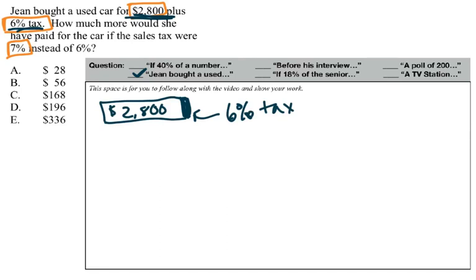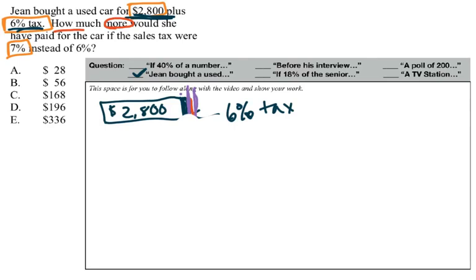So the question asks us, how much more would she have paid for the car if the sales tax were 7% instead of 6%? So 7% would be even more, right? We would draw a little extra. So we know that she's paying 6%, so she definitely has to pay that much, but how much more would she have to pay if she paid that much? So we need to find the difference between the 6% and the 7% sales tax. So I'm going to erase that just a bit.